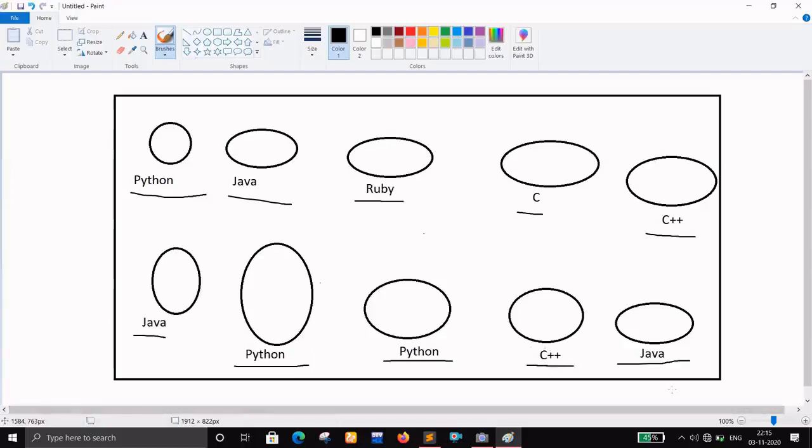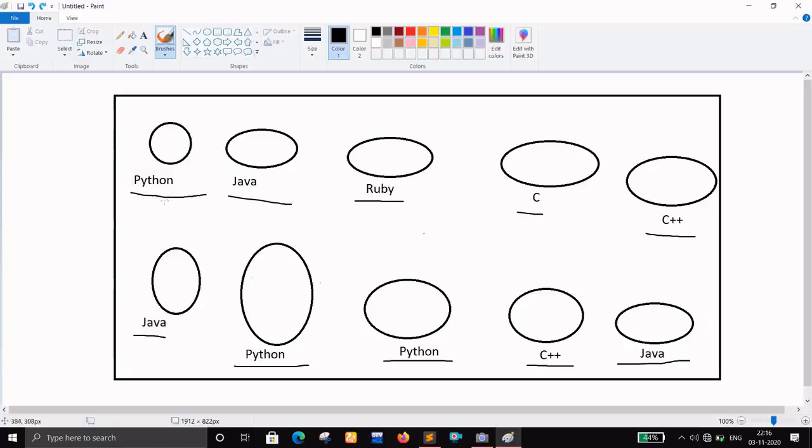Now, if I ask you, how many programming languages are currently used in your company? How many programming languages in total are used in your company? Will you say 10 because there are 10 people? No, you won't, because ultimately at the end of the day, people are using only Python, Java, Ruby, C and C++, right? So there are only 5 languages you are using. But you can see that we have 10 people over here. So if someone asks you how many programming languages are used in your company, you will answer 5.